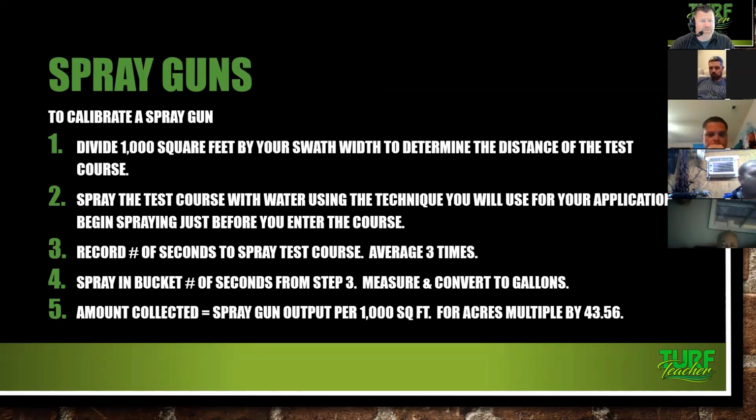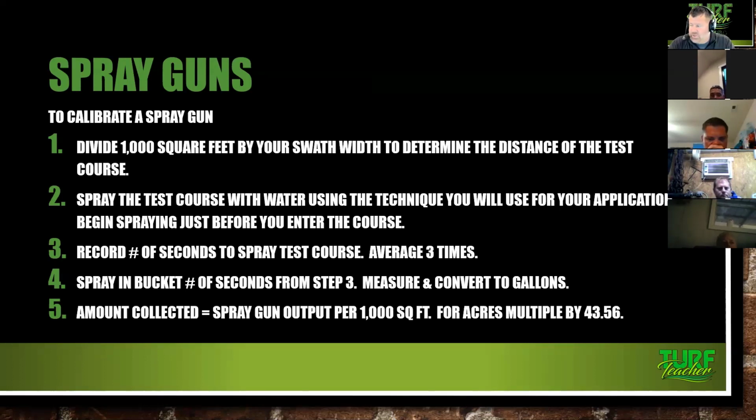And with your spray guns, to calibrate this, you would divide 1,000 square feet by your swath width to determine the distance of the test course. So we're going to spray this test course with water using the technique you will use for your application. Begin spraying just before you enter the course, that way you're covering the entire course. Record the number of seconds, measure, and convert to gallons. The amount collected is equivalent to the spray gun output per 1,000 square feet.